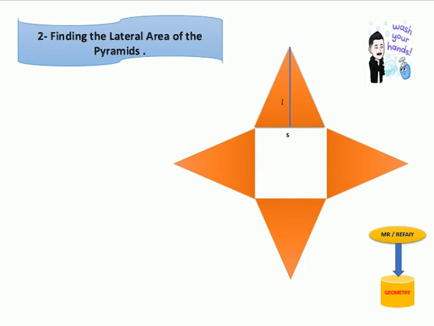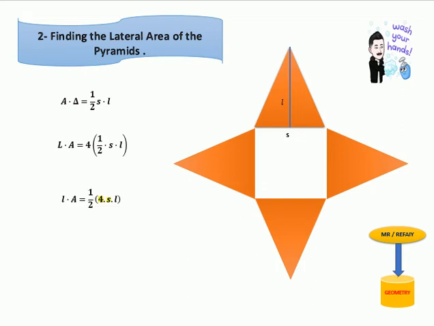Okay, so the base here, its length is S, and the height is L. Here, this is S, because it's equal to the side of the square, and here this is the height L, the slant height. After that, the area of the triangle equals half times S times L. But here we have 4 triangles, so this time we have to multiply it times 4 to get all of the faces.